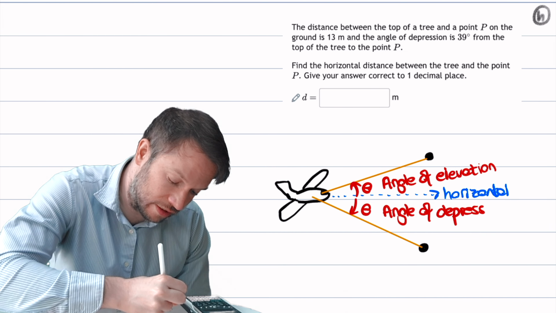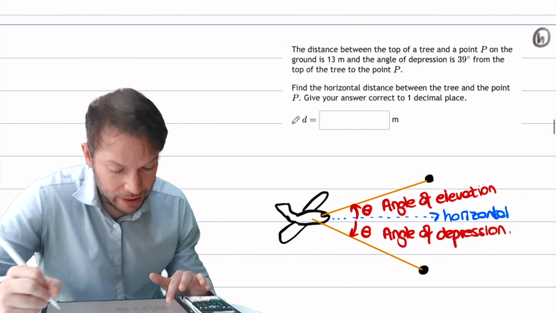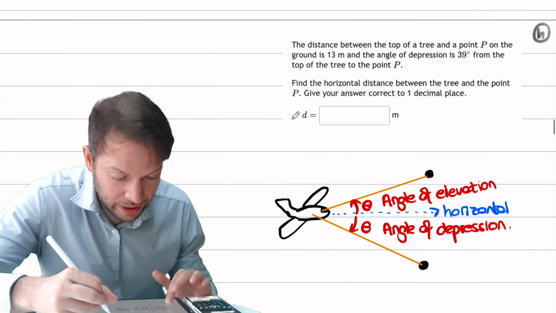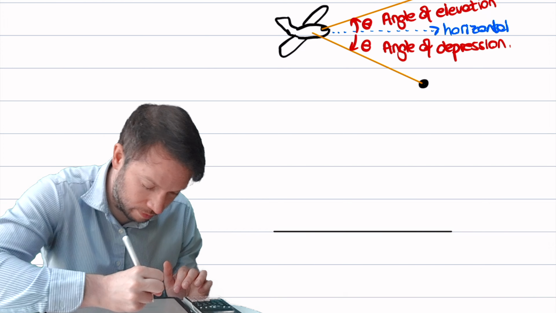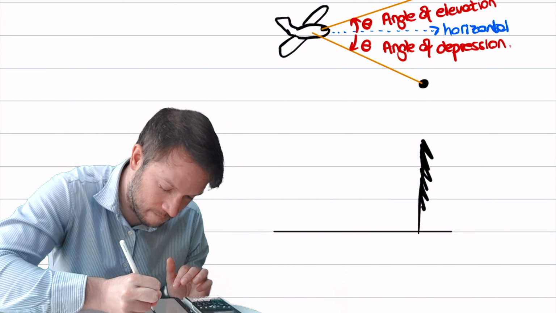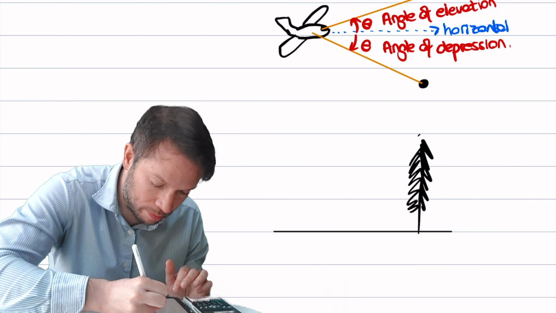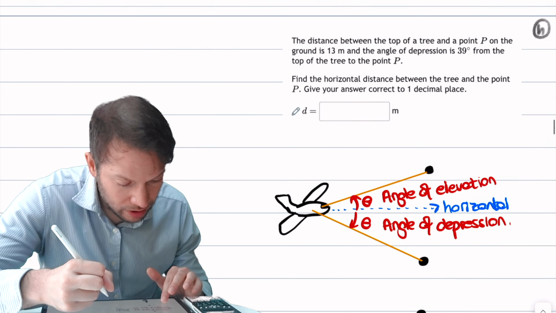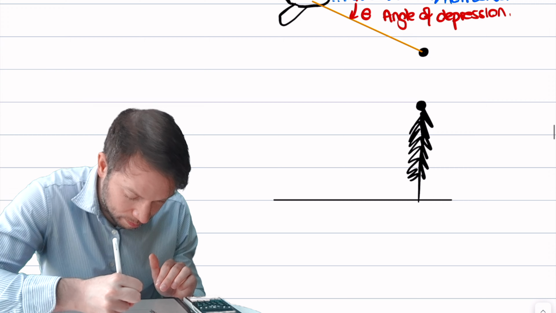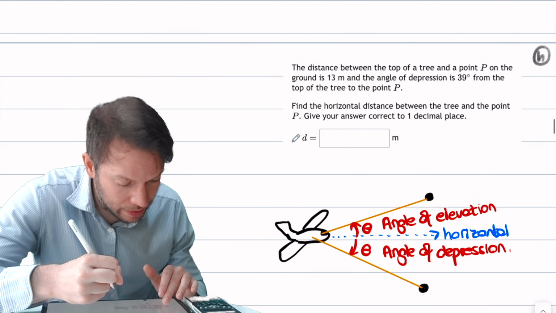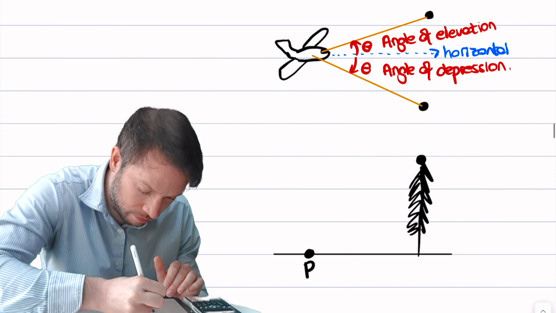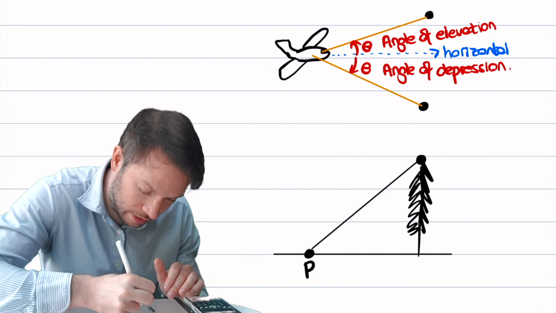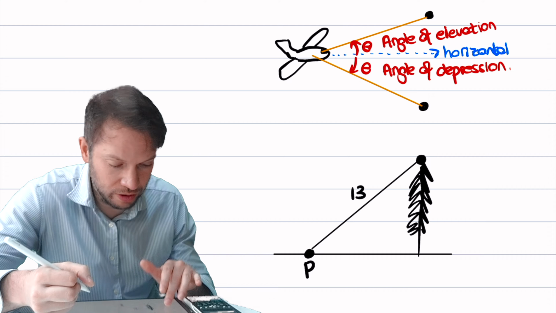Now let's use it to solve this problem here. The distance between the top of a tree and a point P. So let's draw the ground. We've got a tree, and the distance from the top of the tree to a point P on the ground. So we've got a point P on the ground here, and that distance is 13 meters. So let's draw that on. We've got this length here is 13 meters. I'm just going to assume the unit of meters.